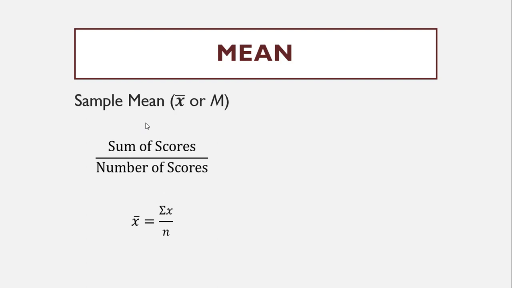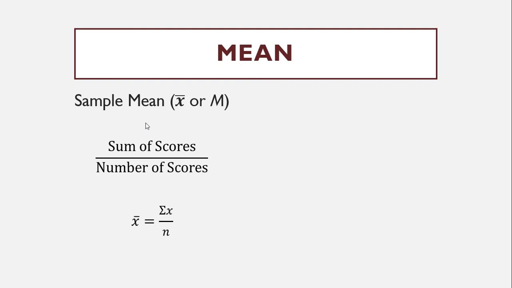So here we see sigma, the letter that looks almost like an E. It's actually the Greek letter sigma, a capital sigma. What that means in statistics is add up or sum together all of the X scores. In this case, X represents the heights.